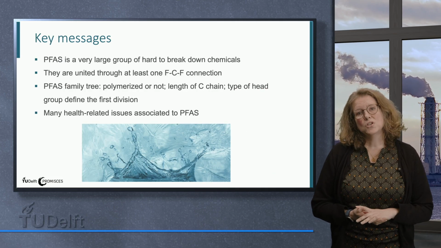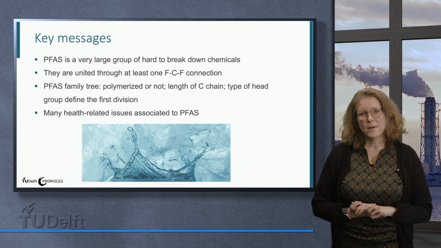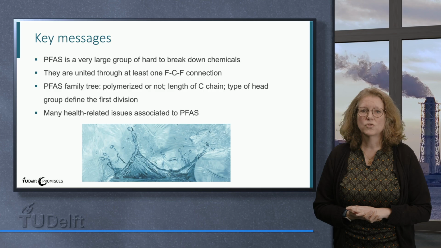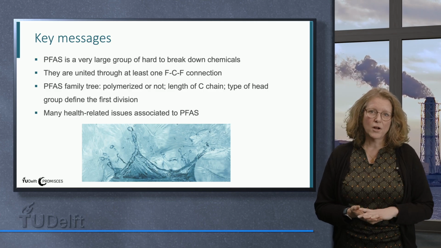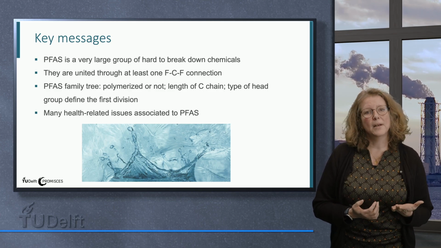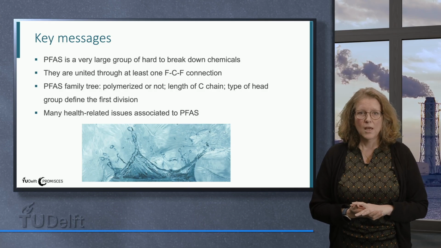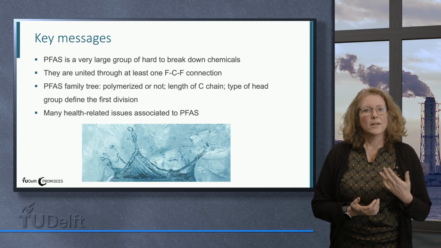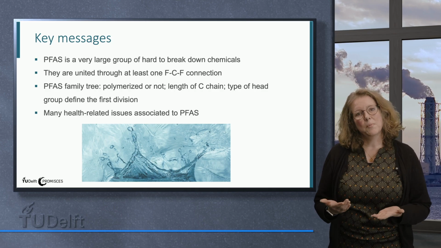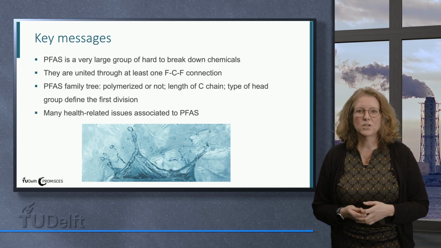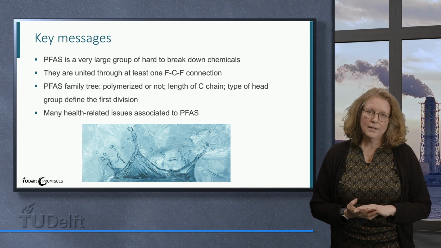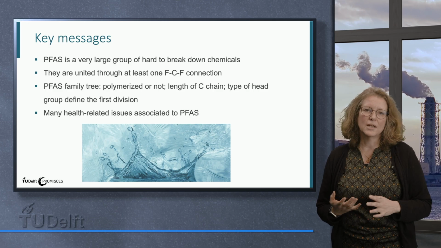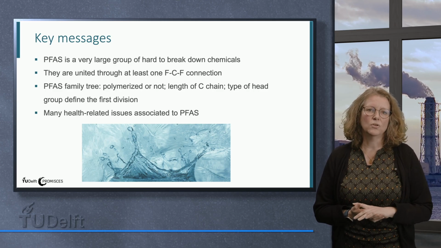Now, with this information, we can conclude with our take-home messages. We have seen that there are very many individual PFAS chemicals. What they have in common is a very hard to break bond between at least one carbon atom and two fluorine atoms. PFAS chemicals are divided along their chemical characteristics, where their C chain length, their type of head group, and the degree of polymerization all play a role. And finally, we have seen that PFAS are related to a number of health effects due to its interaction with specific cells in the human body.